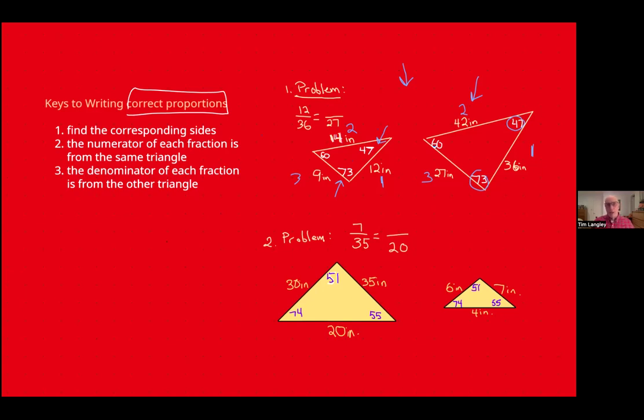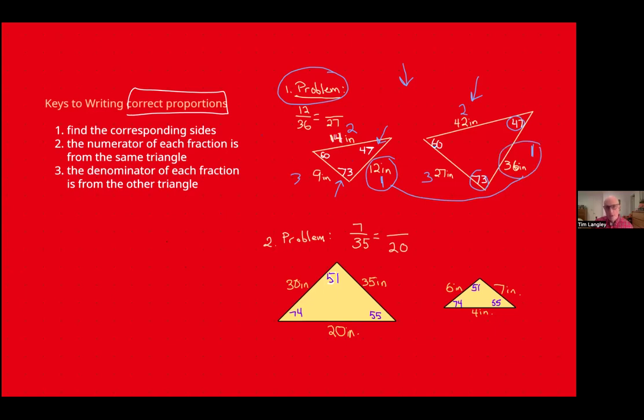I'm going to go back up to the very top of the page where it says problem. I've got 12 over 36 equals something over 27. All right, what's side 12 here? Look at this. Side 12 is this one I'm circling right here. That's that side one. And sure enough, it matches, goes over 36. It corresponds with this side one over here. So that's how I got 12 over 36 here.